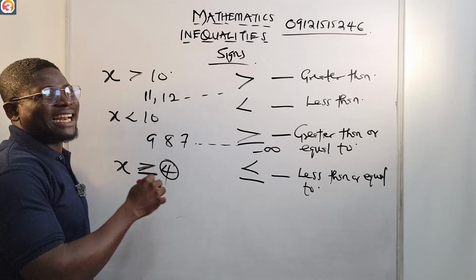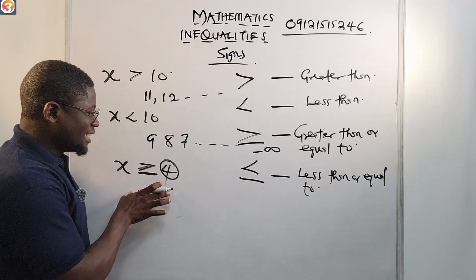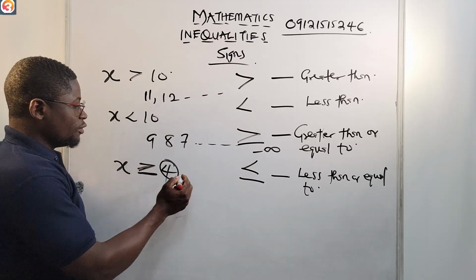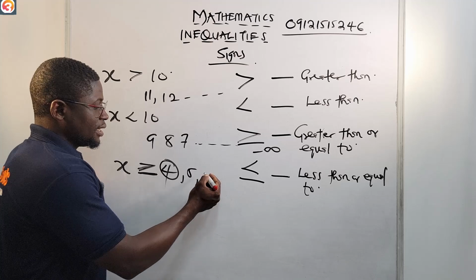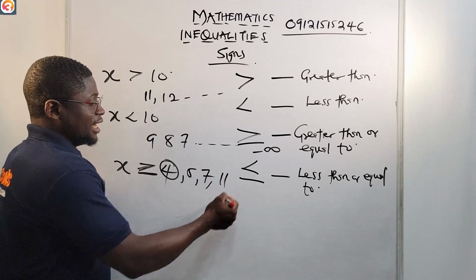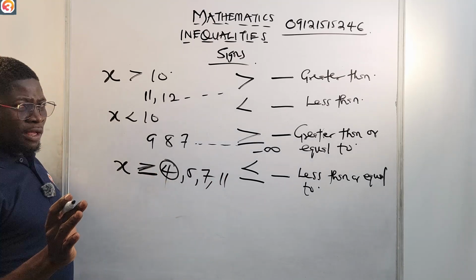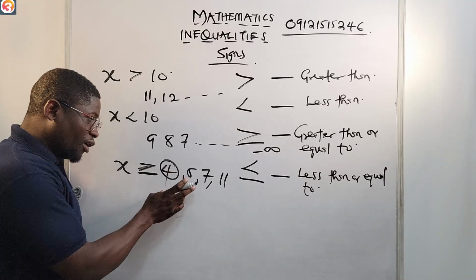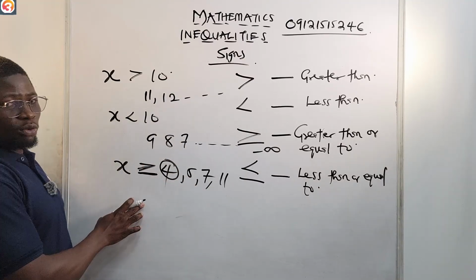And then values that are greater than 4 also are all included in this inequality. They will satisfy this inequality. So 5 will satisfy it, 7 will satisfy it, 11 will satisfy it, continuously like that. Positive values that are 4 and greater than 4 will satisfy this inequality.